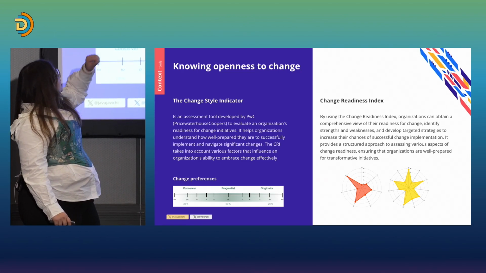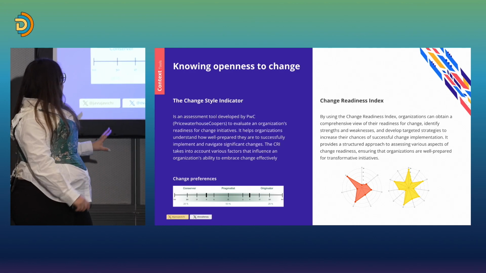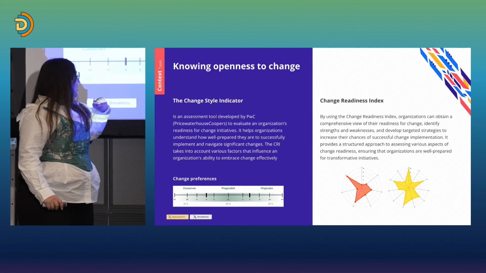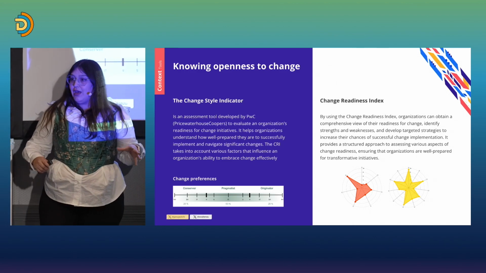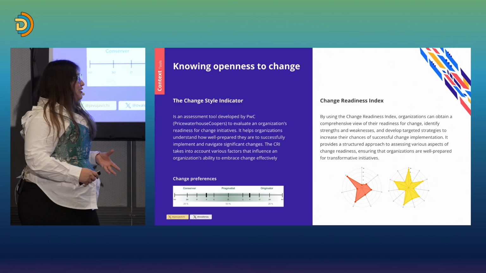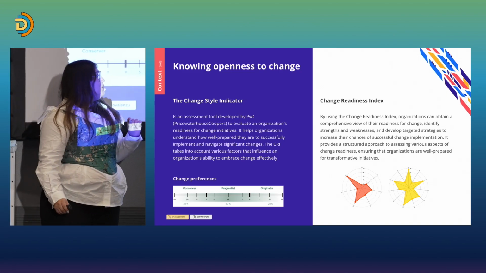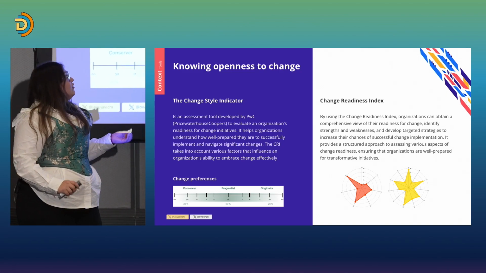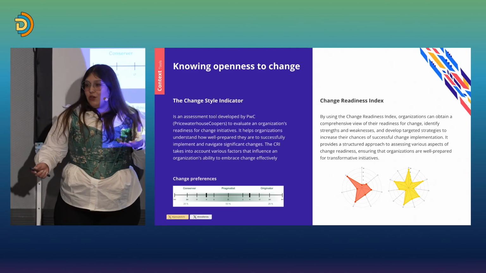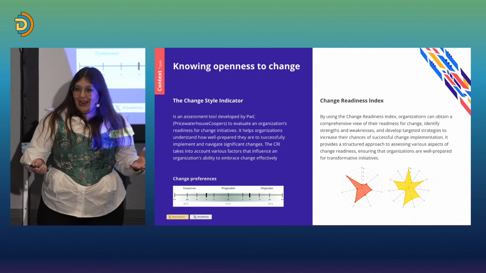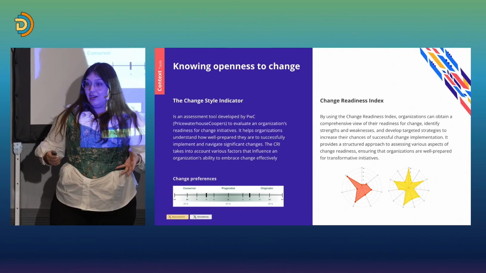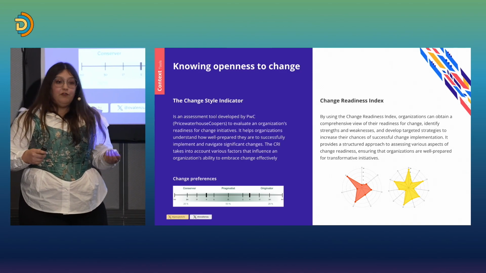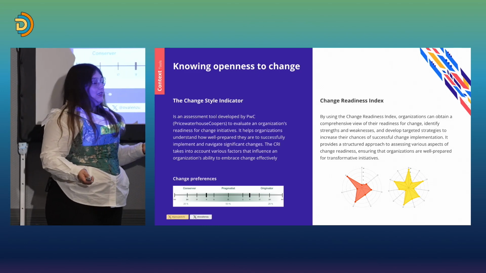For example, the change style indicator, because it's going to give us the conservative, the pragmatist, or the originator. This is a very interesting tool to assess while you are interviewing your stakeholders, as Octavio said before. And the change readiness index. We are giving you these tools not to use them all at once. You evaluate which is going to work better for your organization, which is going to be helpful for you when you are assessing this.